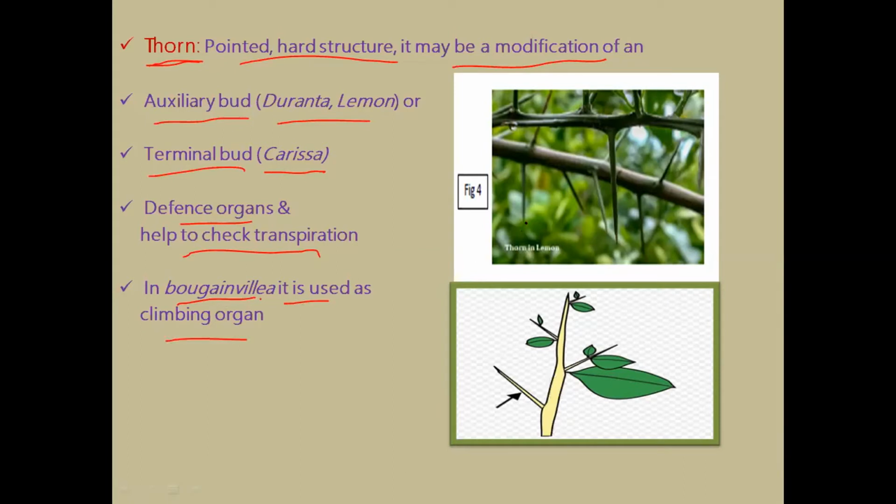So you can see here, this is a typical example of thorn found in lemon. We already discussed that it is a type of axillary thorn. The next one is a terminal thorn, which developed from a terminal bud. It is found in carissa. You can see here, this is the example of carissa. So this is the terminal bud, which modified into a thorn.